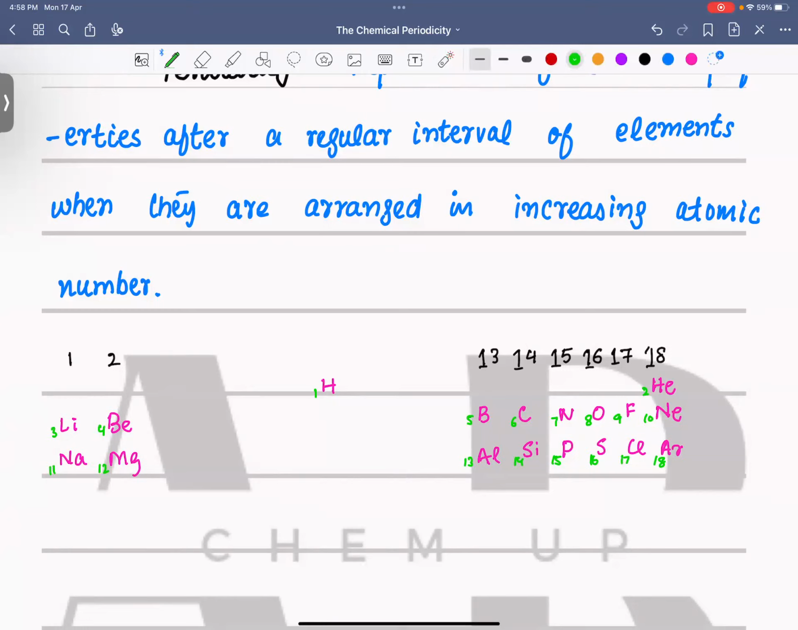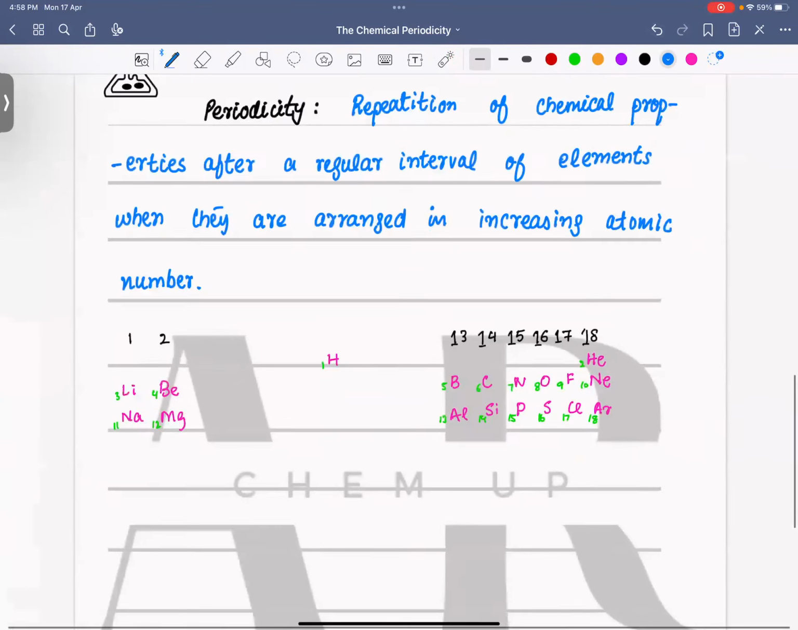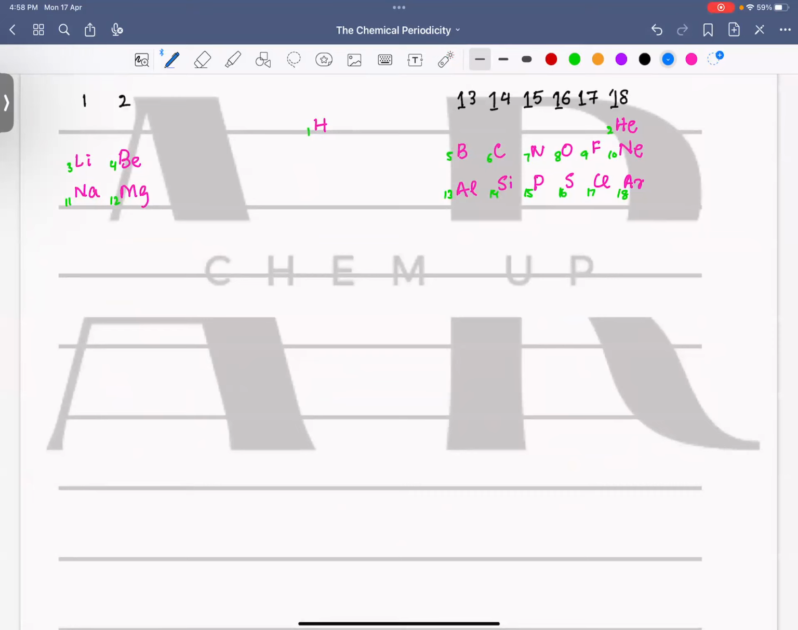But why is this same? That is the other thing that you have to remember or know. Yes, why do the elements have the same chemical properties? Can anybody comment on this?